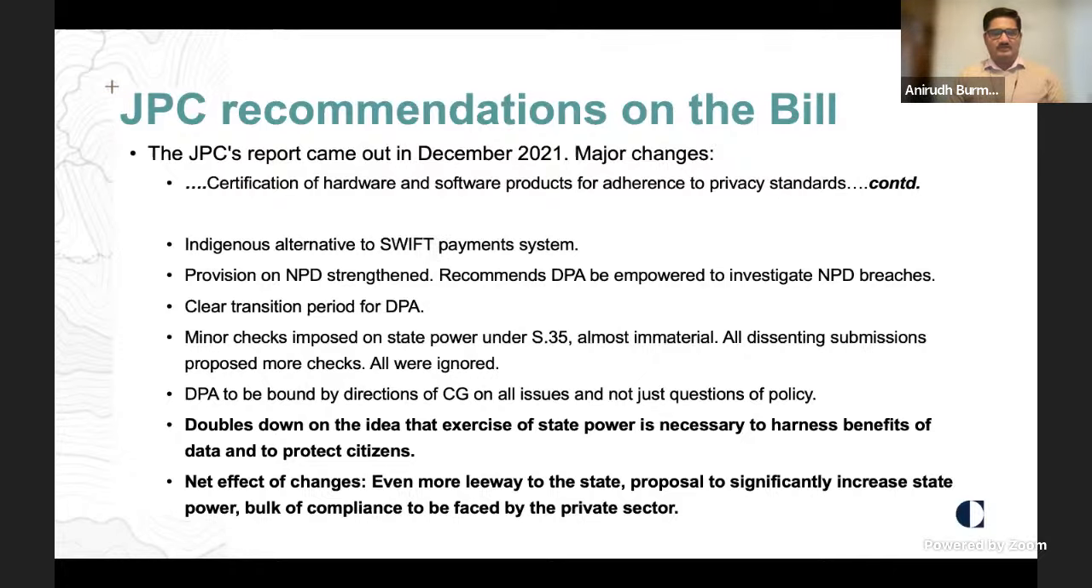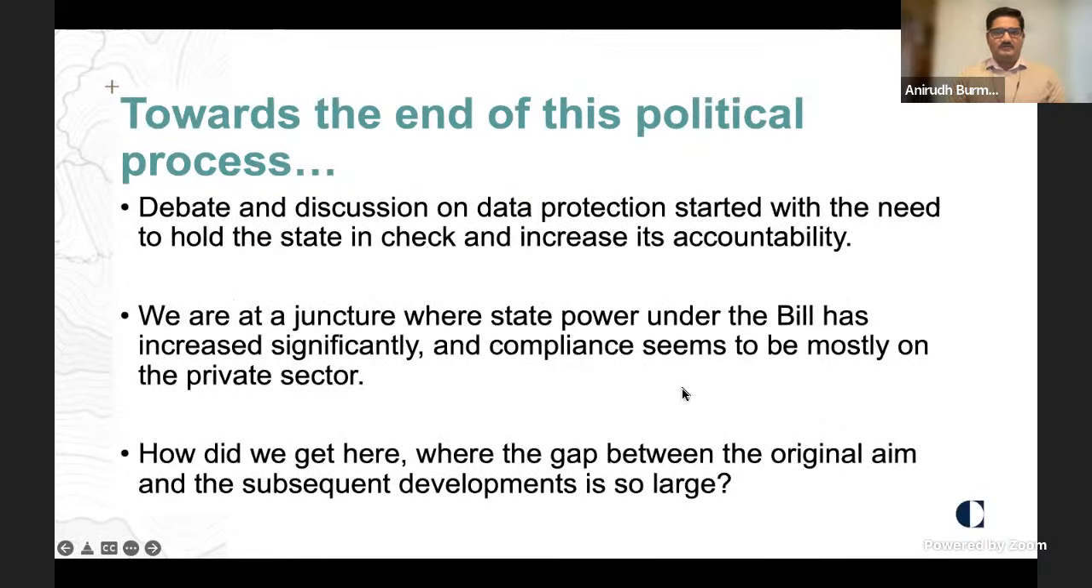And it, in some sense, actually doubles down on the idea that we need to have this exercise of state power to harness the benefits of data and to protect citizens. And in the process, what we have done is to give much more leeway to the state, with proposals that significantly increase a lot of state power, and most of the compliance is now going to be faced by the private sector.